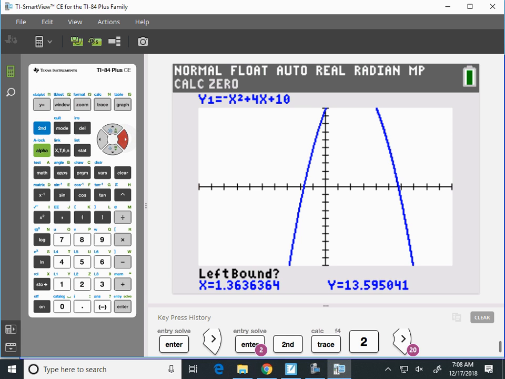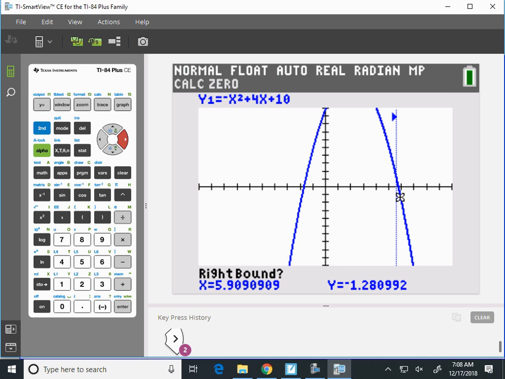So we're still trying to find our left bound first. Just takes a second, there we go, I can see it now. So this time our left bound is going to be a little bit above the axis. Hit enter. Arrow to the right so that you can get below the axis. Hit enter again, and a third time, and your root is at 5.742.